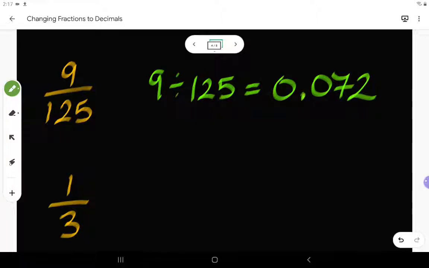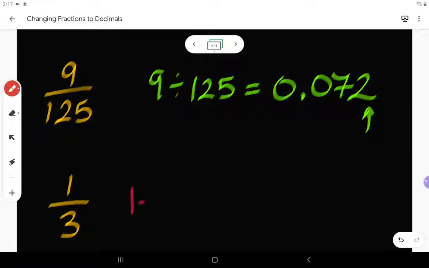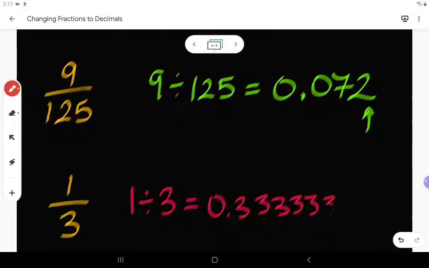Okay, so I've got 0.072, or another way of saying that is 72 thousandths, because now my 2 is in the thousandths position. Okay, 1/3. Well, 1/3, the way I would do this is 1 divided by 3. And when you do this, you're going to get 0.3333, and then you probably have 3's until your calculator runs out of digits to show you.